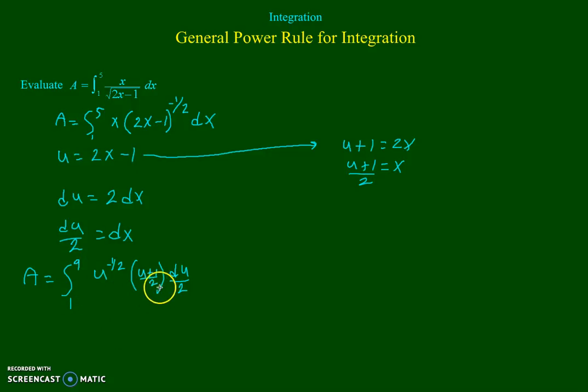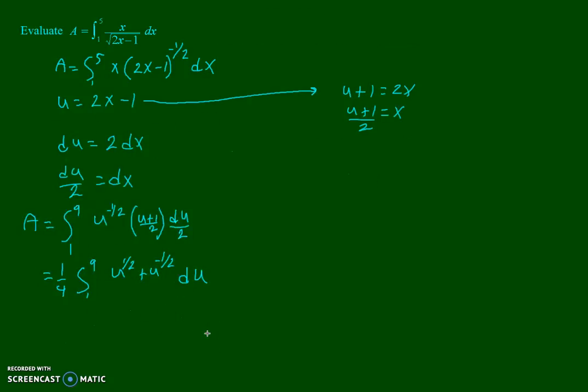And so let's go ahead and work this piece out. We're going to pull out 2 times 2 is 1/4. So this is 1/4, the integral from 1 to 9. u to the negative 1/2 times u to the 2/2 is u to the 1/2. u to the negative 1/2 times 1 is simply u to the negative 1/2. And this is du. So let's go ahead and integrate.